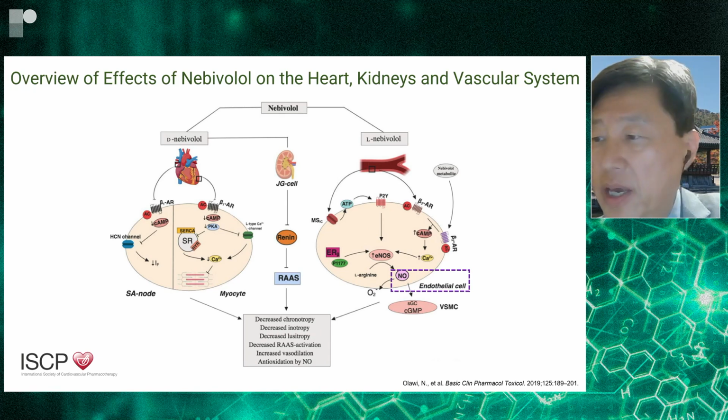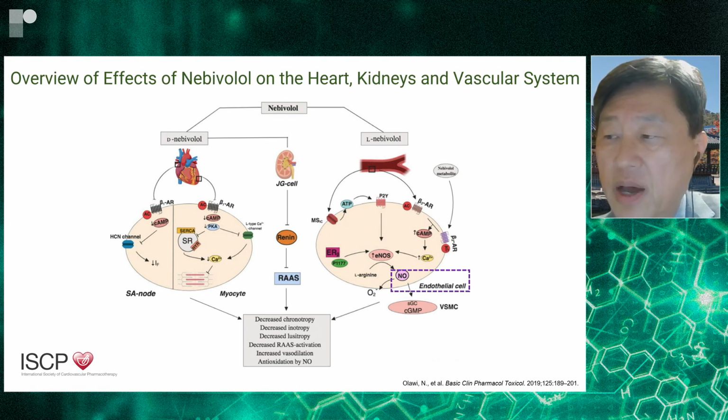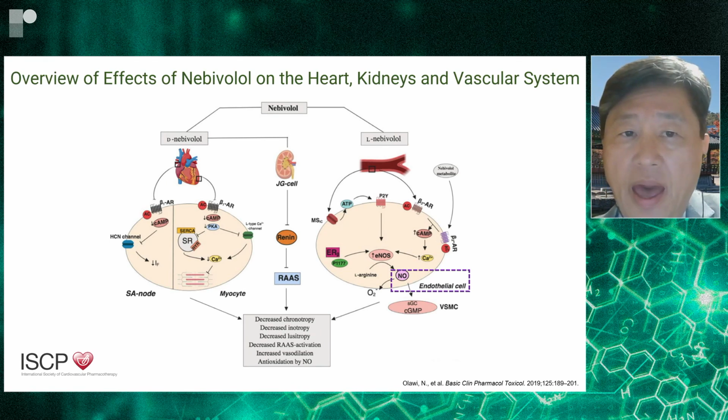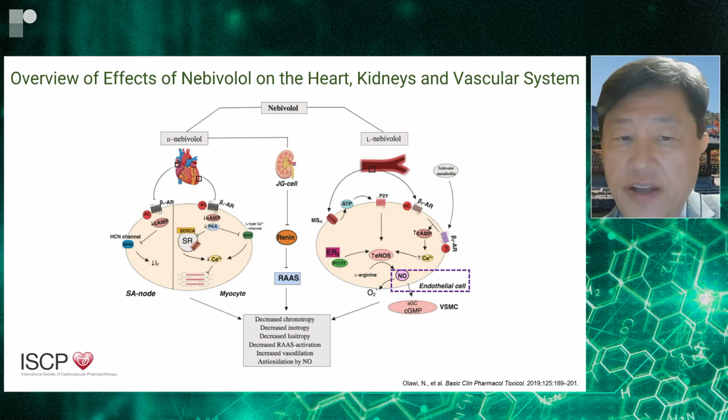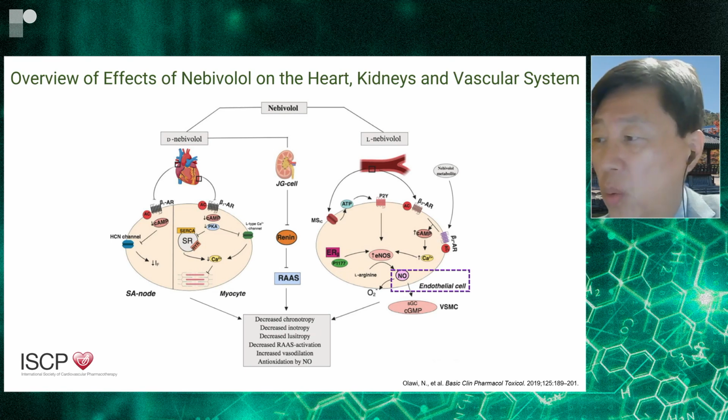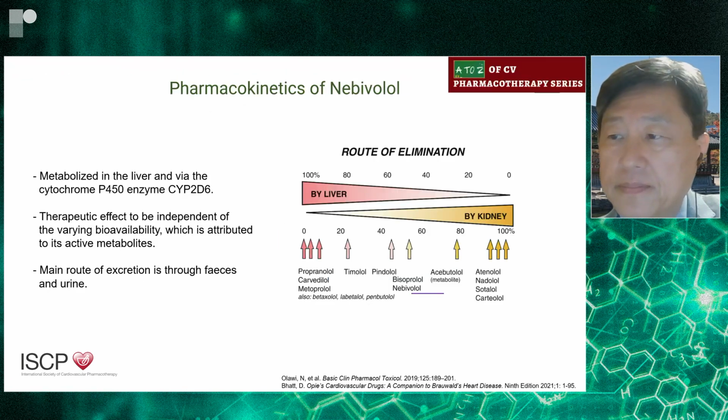Beta-adrenergic receptor blocking in the JG apparatus in the kidney leads to a decrease in renin release, which inhibits the activation of the RAS system. L-nebivolol induced endothelial nitric oxide release is mediated by a different mechanism that causes vasodilation. And finally, the antioxidant effect of nebivolol is due to a reaction of nitric oxide with superoxide.